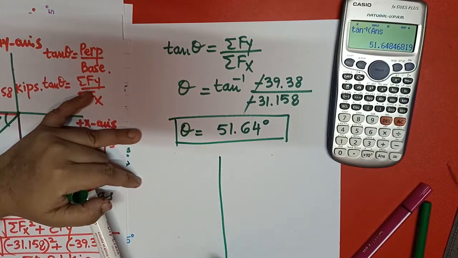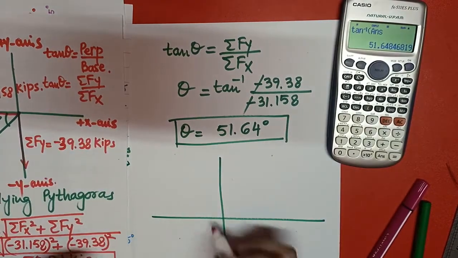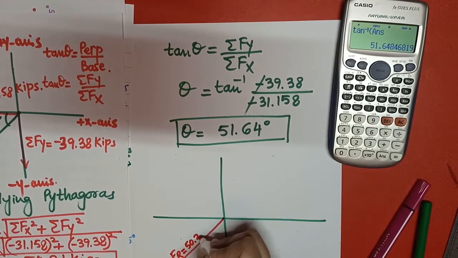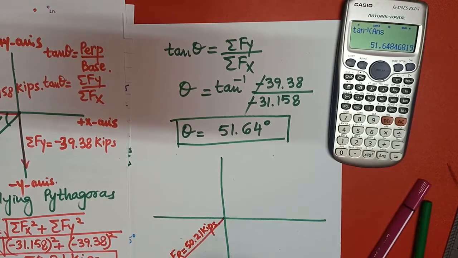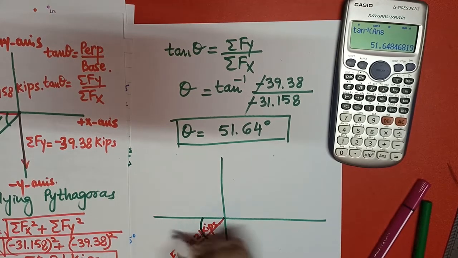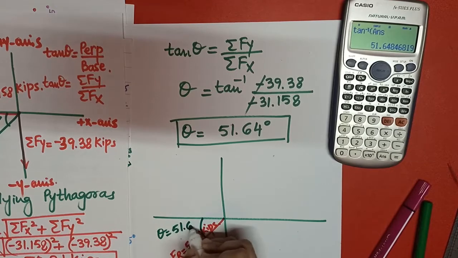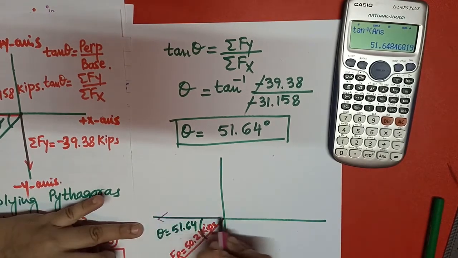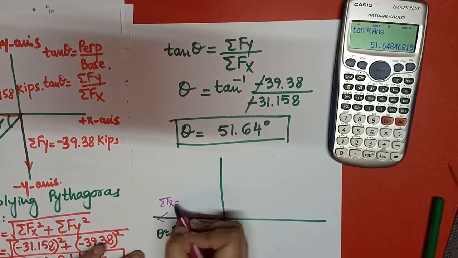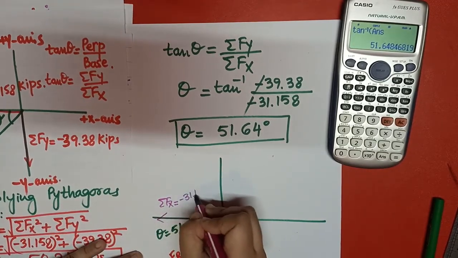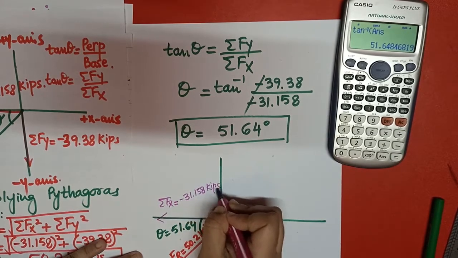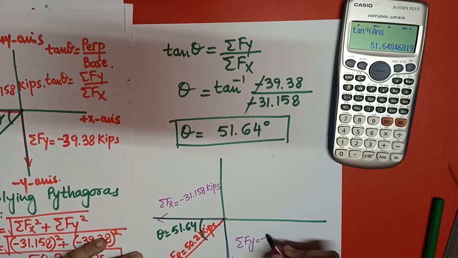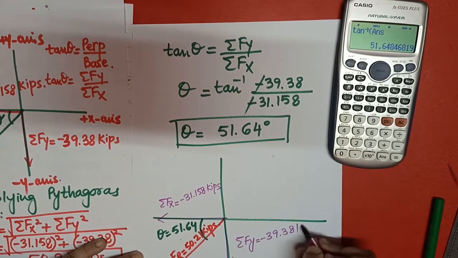So this is the diagram, for example, and I have taken this as Fr. Fr comes out to be 50.21 kips, and the angle over here is theta equal to 51.64, and you know very well over here this is summation of fx equal to minus 31.158 kips, and this is summation of fy, equal to minus 39.38 kips.